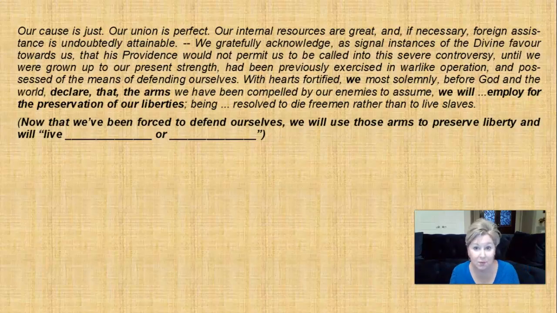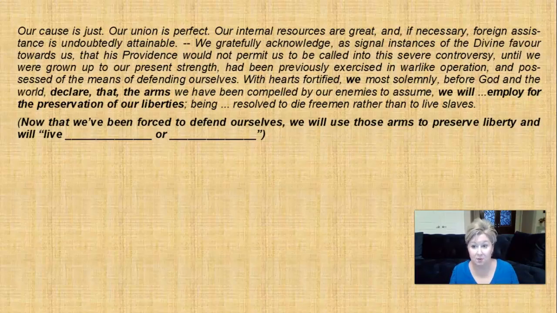We didn't know, but God was allowing us to grow up in our strength and in our ability to provide for ourselves. And we even got to practice doing war. We previously exercised, we got to do the French and Indian War to get ourselves ready to fight. And we now possess the means of defending ourselves. So our hearts are strengthened, fortified.